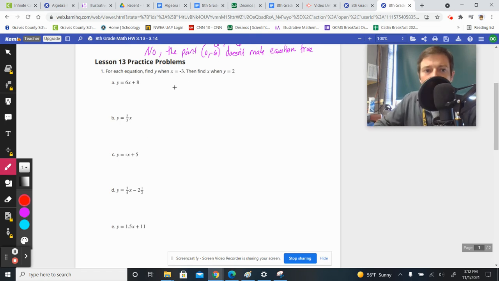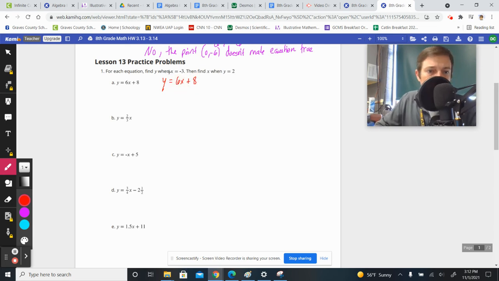Okay. So for each of these equations, you're going to find y when x is -3. And then you're going to find x when y is 2. So you're going to plug in these x and y values into the equation and solve for the other letter. So the first thing you're going to do is copy down the equation.